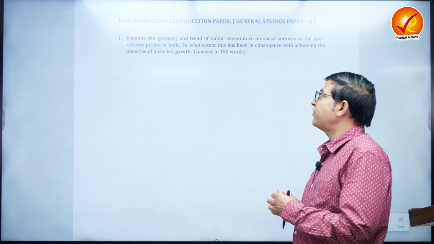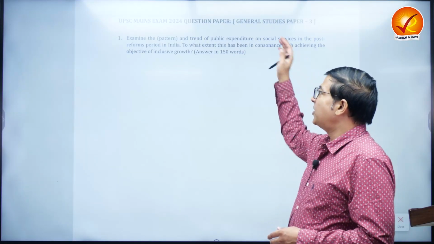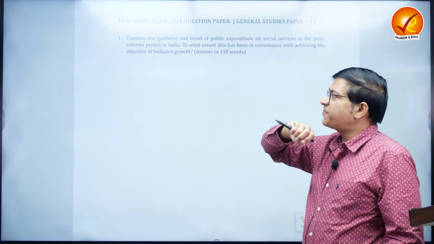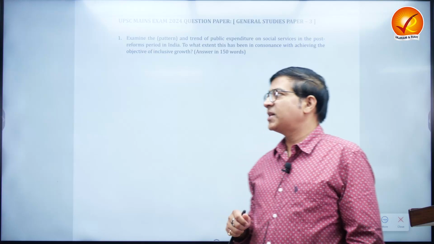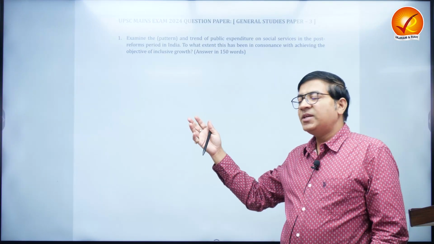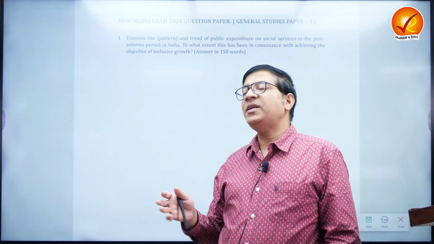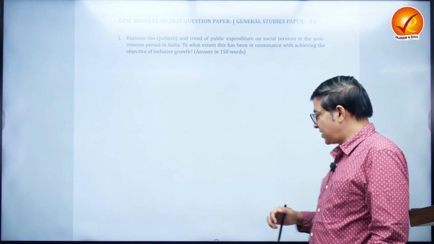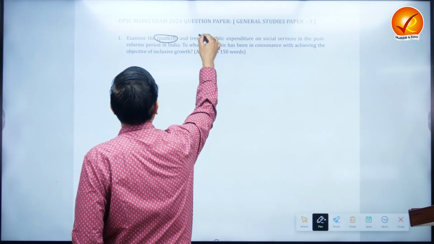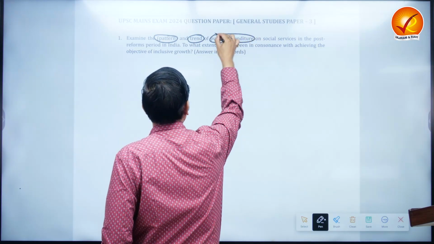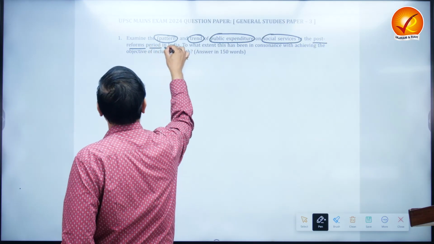You have 150 words, so roughly you have say 70-75 words for each part of it. Although you can give more space to the first part of the question, maybe 100 for the first and then say around 50 words for the other. In such a question, you have no scope to beat around the bush in any case. Ideally, you should not do it in any question, but all the more so, straight away come to the nature of the question. So in any such question, the keywords must be looked into: pattern, trend, public expenditure on the social services in the post-reforms period.